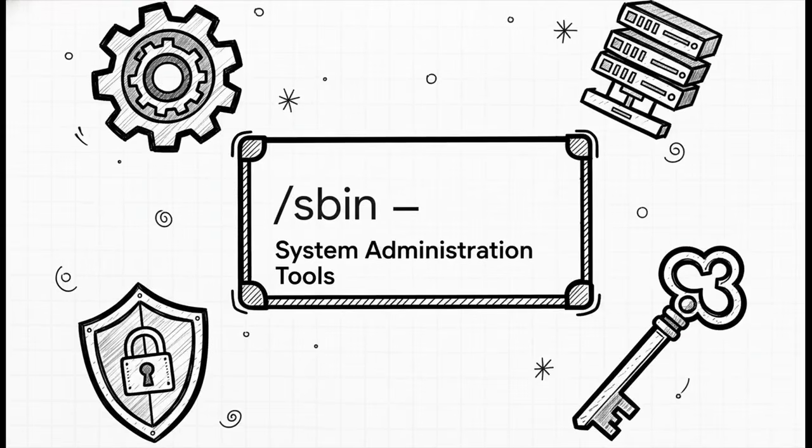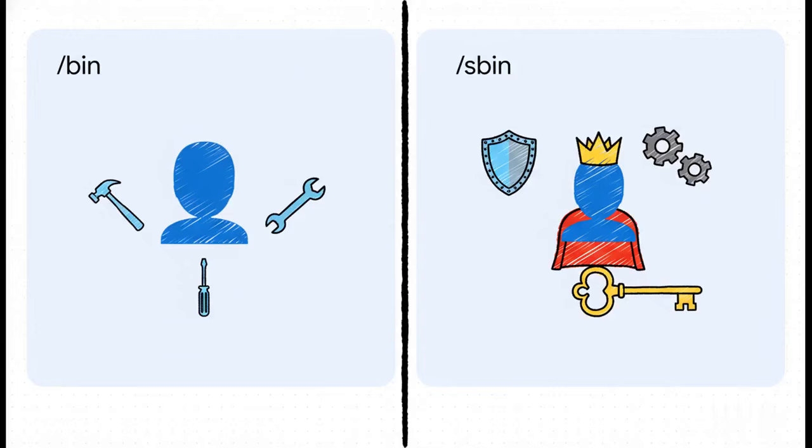Now, right next to /bin is its more powerful sibling, /sbin. The S here is super important. It stands for system or super user. This directory holds the tools that are needed for system administration, commands that can change the state of the entire system. So the key takeaway here is this separation of powers.